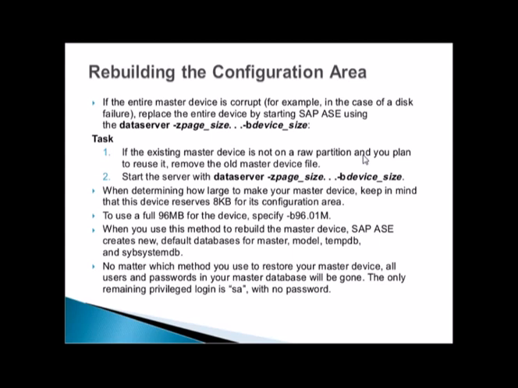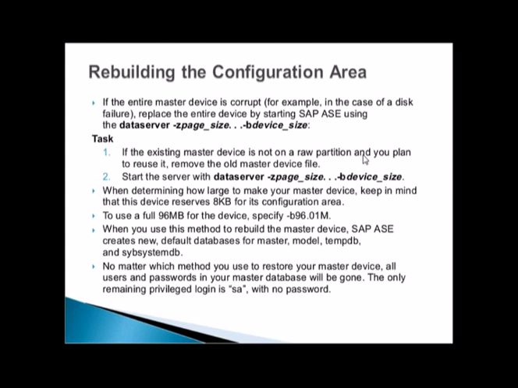When determining how large to make your master device, keep in mind that this device reserves 8K for its configuration area. For example, to use a full 96 MB for the device, you cannot specify simply 96, because extra space is required. So what you should specify is -b 96.01. This is mandatory because this 8 KB is required for the configuration area which is to be reserved. So this is 96.01 MB.